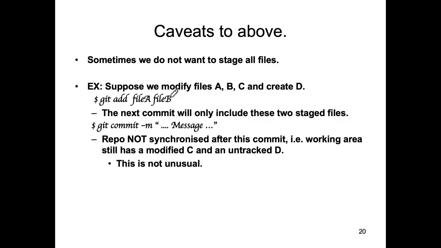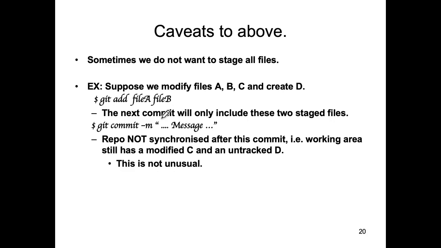Notice in the git commit command, you don't specify files. In fact, you cannot specify what files you are committing. You have to do that with the git add command. So anyway, you can stage specific files. You don't always have to use the git add -a option. And then you do your git commit immediately afterwards, obviously.